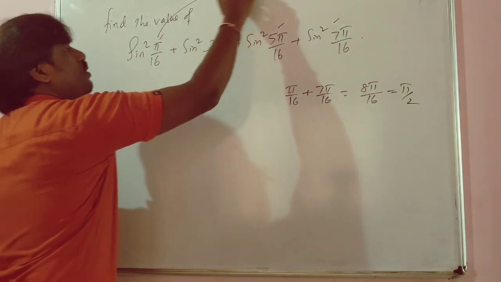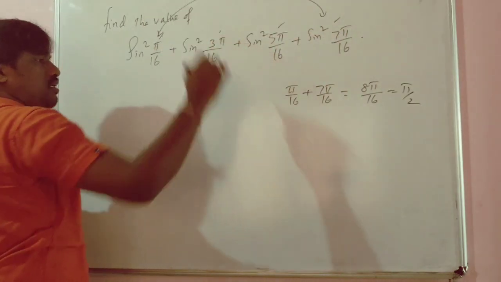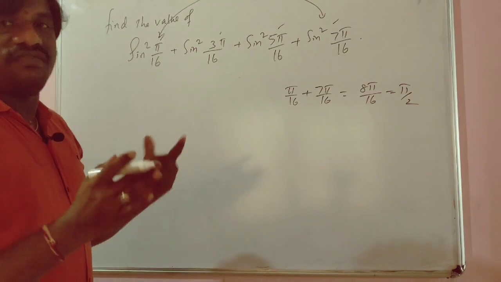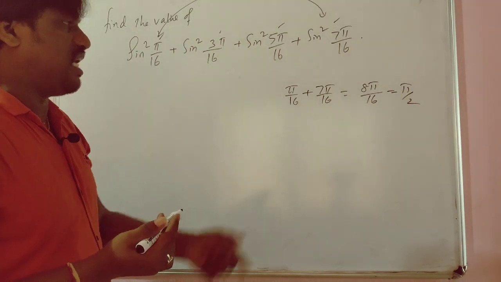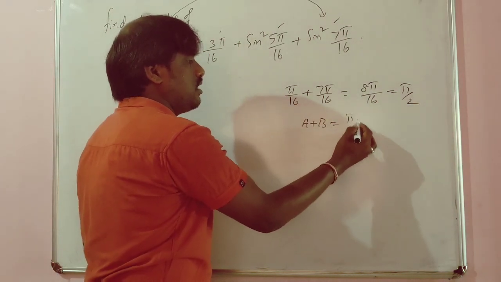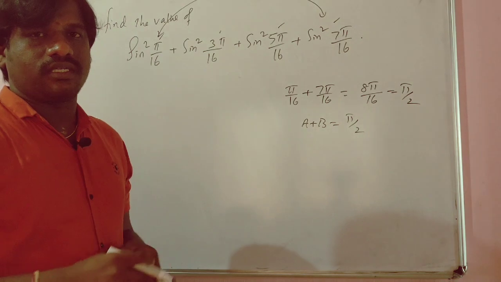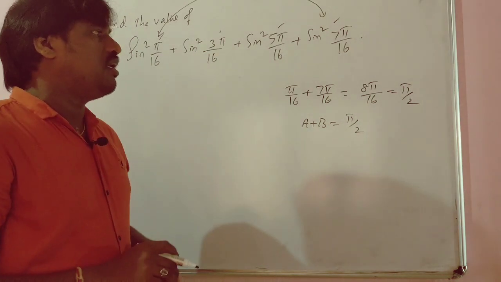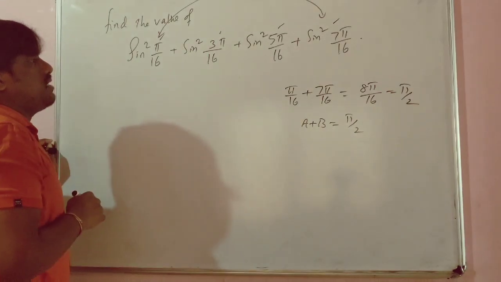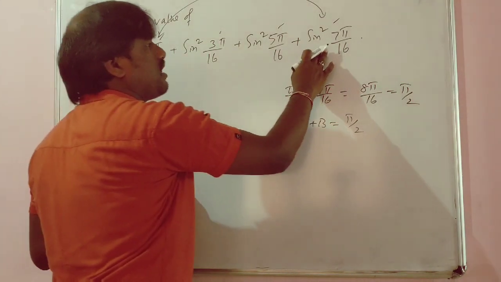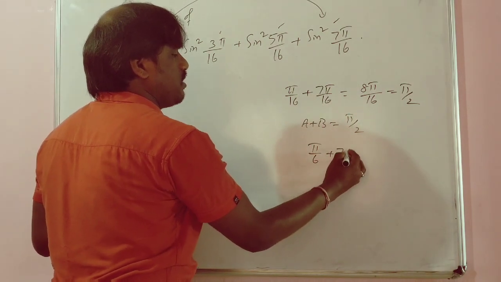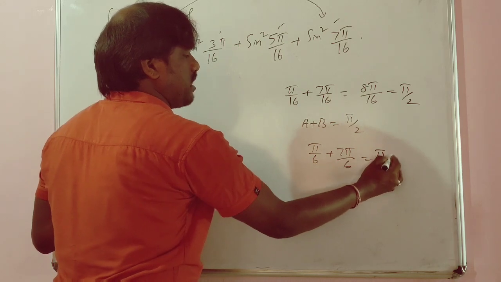It means the sum of the two angles I am getting is pi by 2. So if squares are there and I am getting A plus B as 90 degrees, I am going to tell you these things, very short techniques. So many problems will be solved using these techniques. I am going to teach you that. So sin square pi by 16 plus sin square 7 pi by 16, this can be written as pi by 16 plus 7 pi by 16 equal to pi by 2.